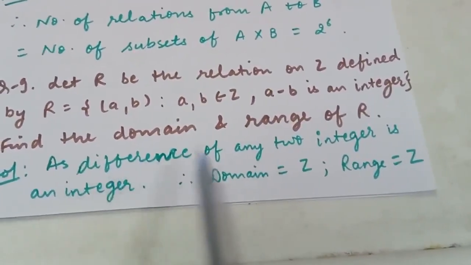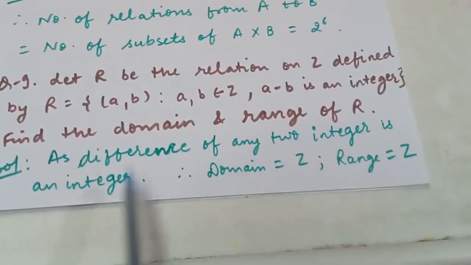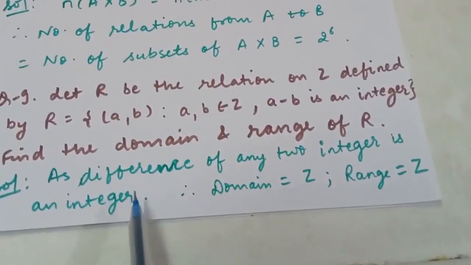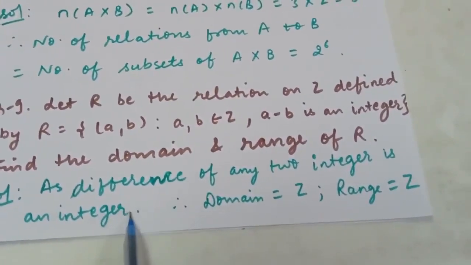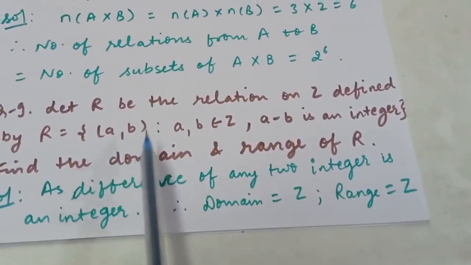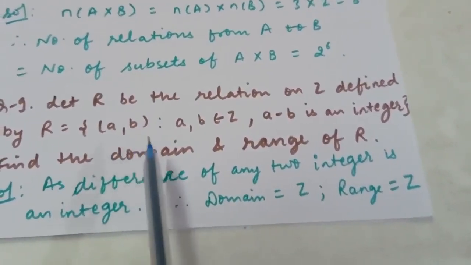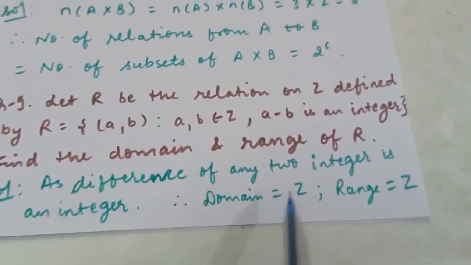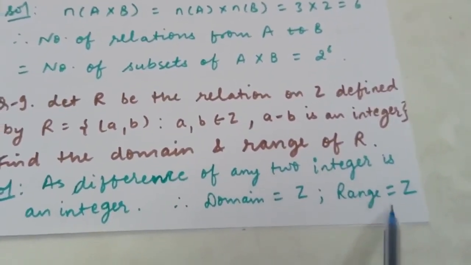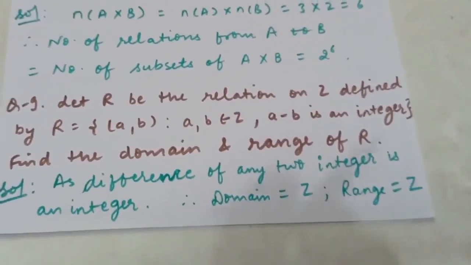So as we know, difference of any two integer is an integer. You take any two integer, their difference will still be a integer, right? So when any two integer difference is an integer, so A and B can be any integers. So domain is the complete set of integers and range is also the complete set of integers, right?